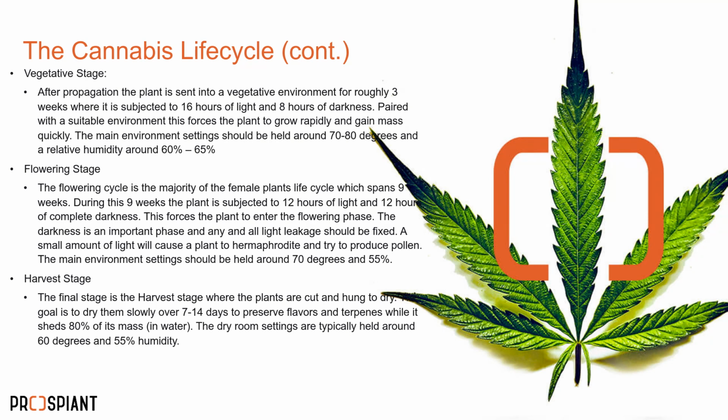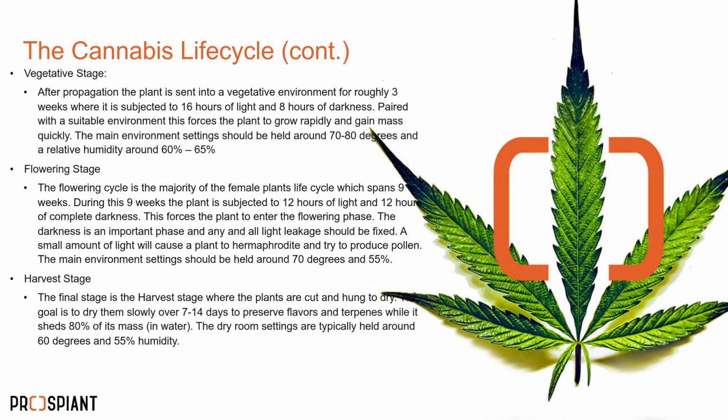A small amount of light will cause this plant to hermaphrodite and try to produce pollen, which, again, we talked about earlier. You're actually trying to stop them from pollinating to put them in distress to produce the best terpenes. So during the flowering stage, the environmental setting should be held around 70 degrees and 55% humidity. That 55% humidity, which is different from the vegetative stage, is to ensure that there is no condensation buildup inside the flower bud, which would just produce disease.